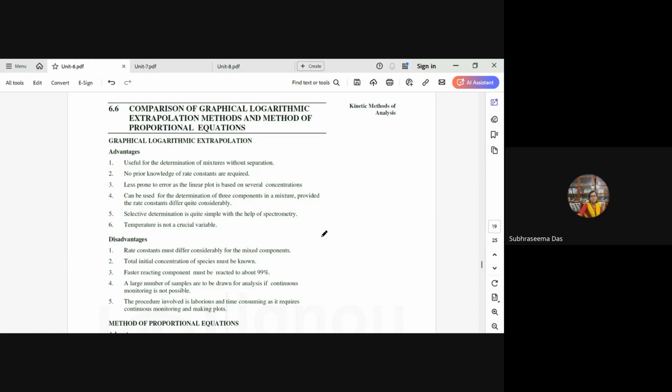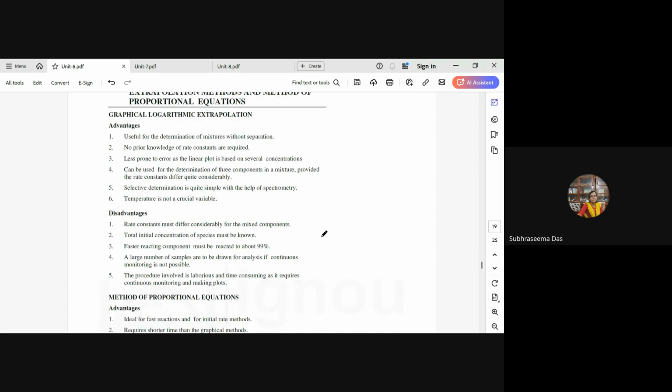So for graphical logarithmic extrapolation, the advantages are that it is useful for the determination of mixtures without separation. No prior knowledge of rate constants is required. It is less prone to error because the linear plot is based on several concentrations. It can be used for the determination of three components in a mixture provided that they have different rate constants. The selective determination is quite simple, and it can be done easily with the help of spectrophotometry or spectrofluorimetry, and temperature is not a crucial variable here.